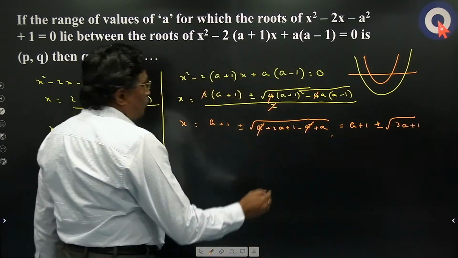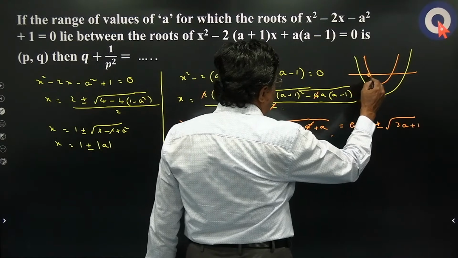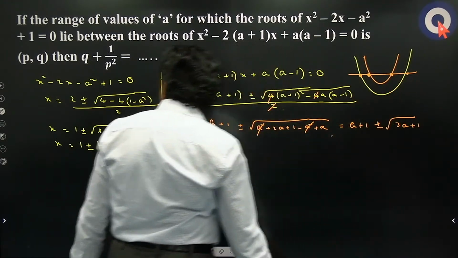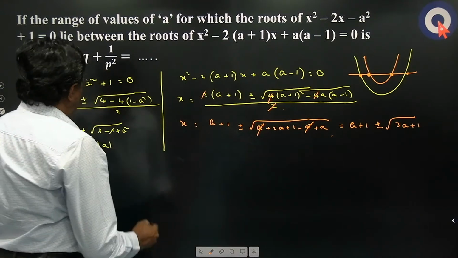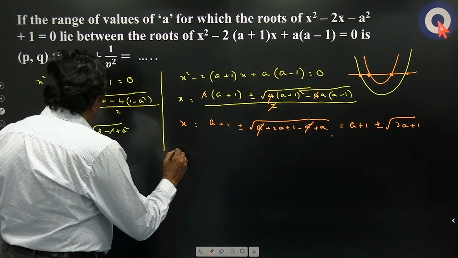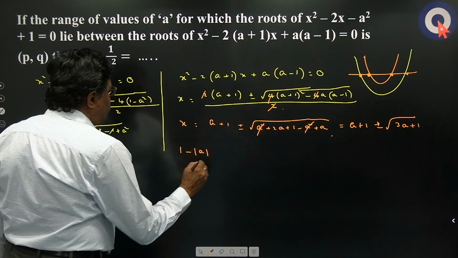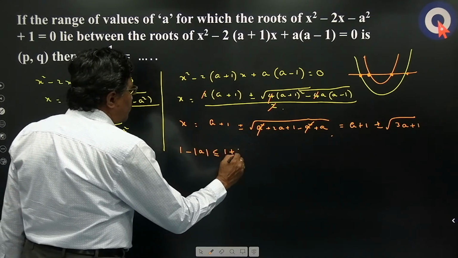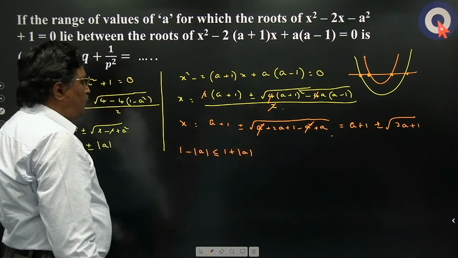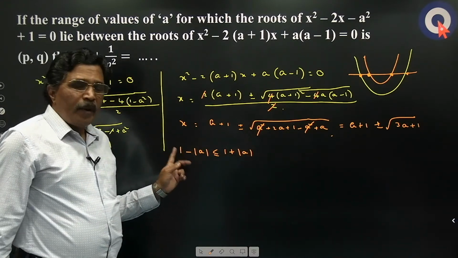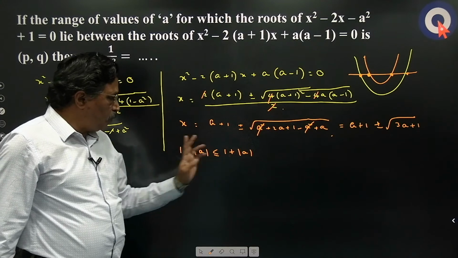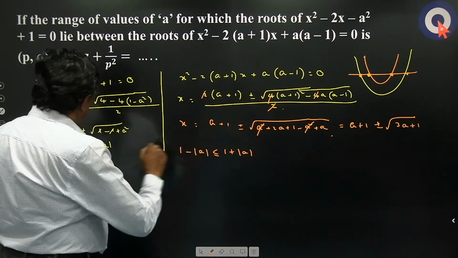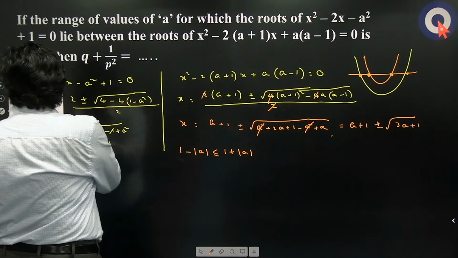So now, because the roots of the first equation are these two roots, and the roots of the second equation are these two roots, we should have the inequality 1 minus mod a less than or equal to 1 plus mod a. Anyway, we can say this. Mod a being a non-negative quantity, 1 minus mod a should be less than or equal to 1 plus mod a. So these are the roots of the first equation.